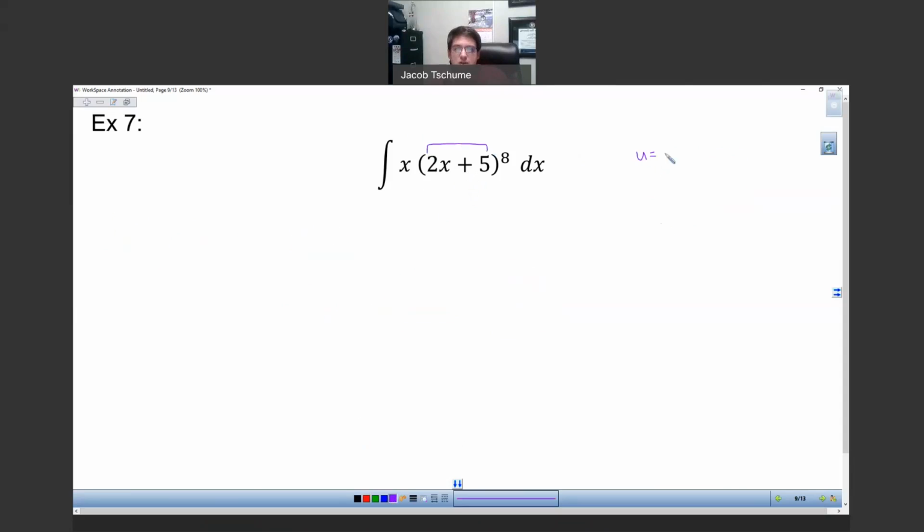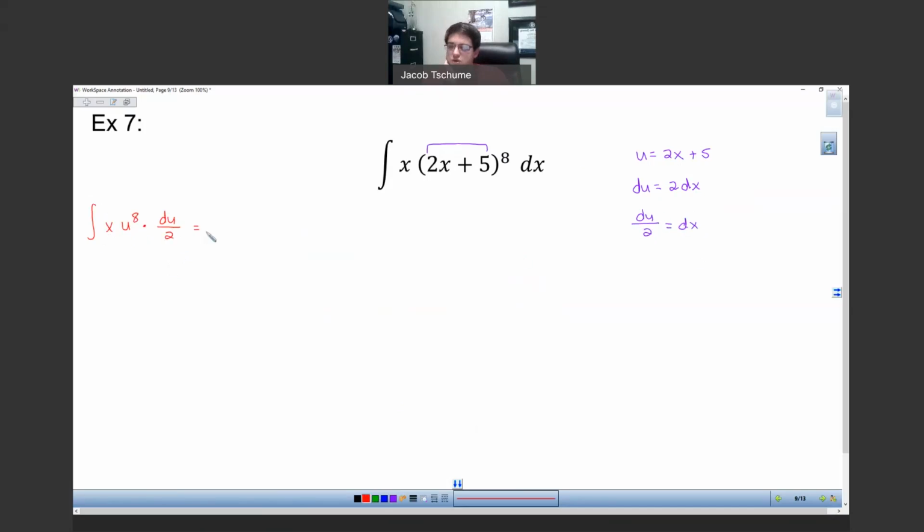So if I let u equal 2x plus 5, then I can say that du is 2 dx. And then getting the dx by itself would say that du over 2 is my value of dx. But when you go to plug all of this in, you're going to see an issue that arises. This would be x times u to the 8th times my dx term, which is du over 2. That extra x did not cancel.